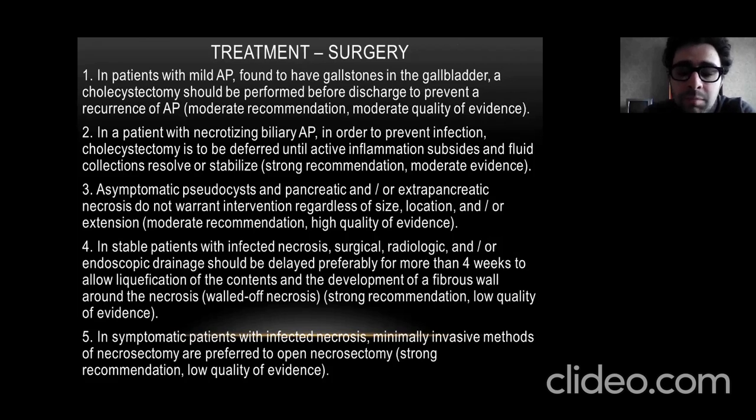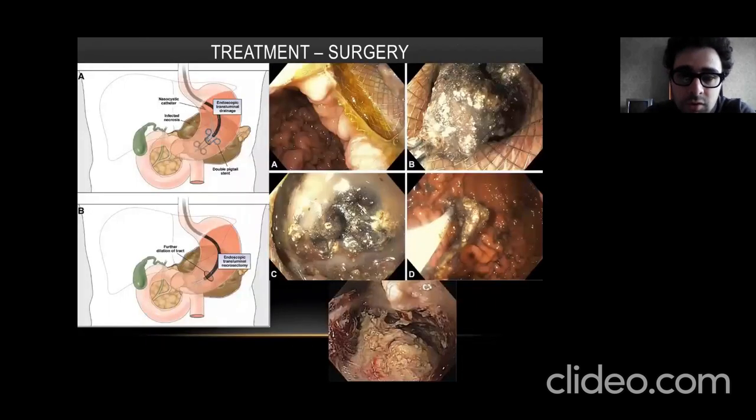All methods should be minimally invasive, because if you do big operations in the acute phase, you will get bleeding. It is very, very dangerous. It is the most dangerous complication of pancreatitis. Because of this, only in stable patients can you make endoscopic drainage, minimally invasive, only in stable patients, and necrosequestrectomy.